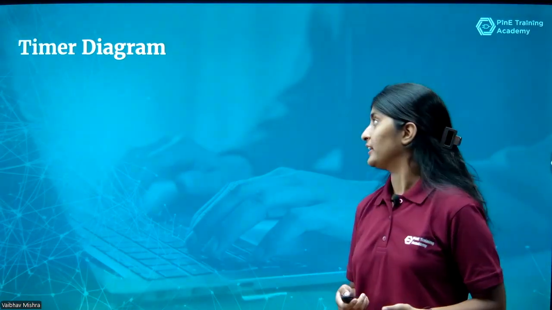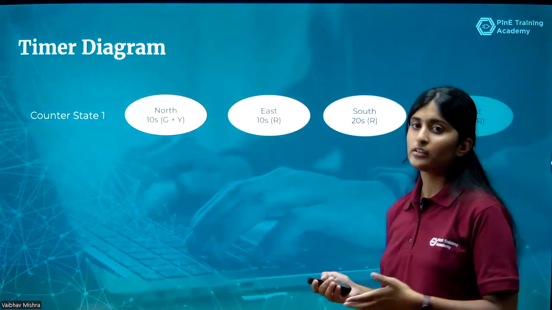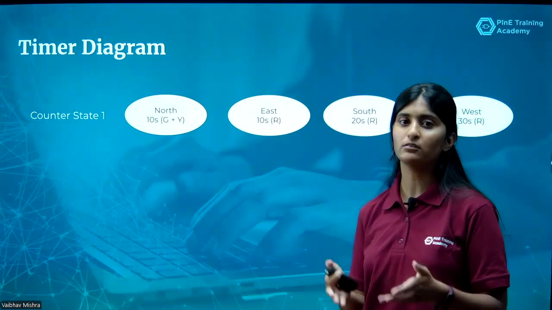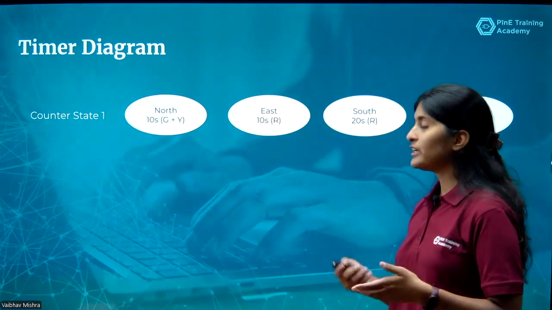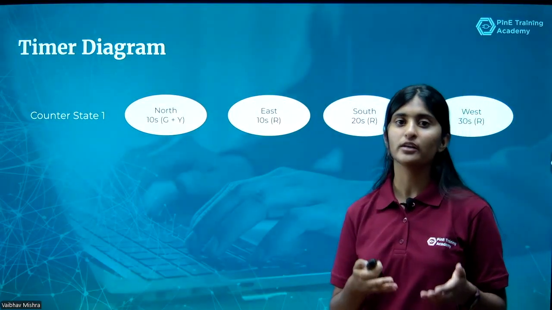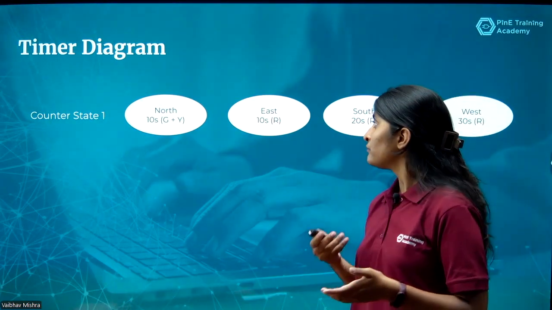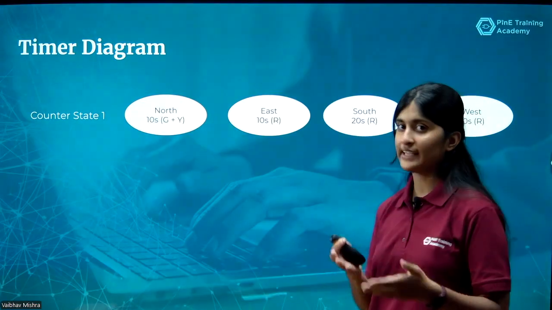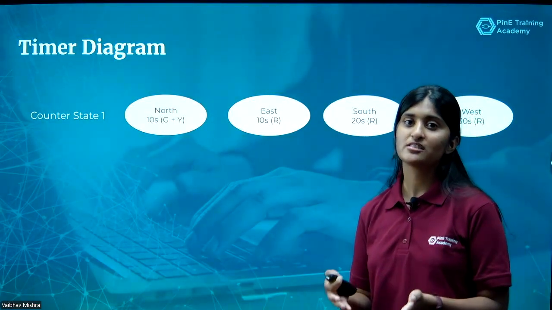Then the timer diagram. In counter state 1, the north has combined green and yellow signals. So a combined countdown will be shown for both signals, that is 10 seconds. So in counter state 1, the timer for north is 10 seconds and the signal is green plus yellow. Depending on this north counter, the east is red for 10 seconds, south is red for 20 seconds, and west is red for 30 seconds.